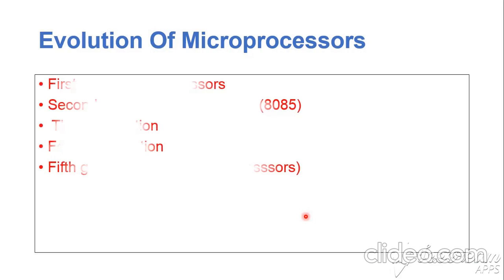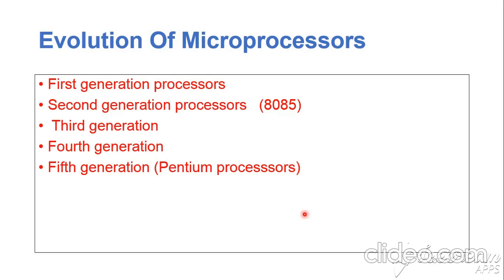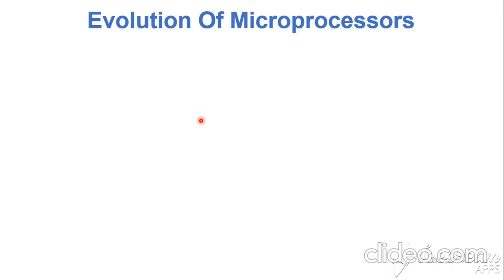Then the evolution of microprocessors, we can say there are different steps of evolution: first generation, second generation, third generation, fourth generation and fifth generation. And nowadays we are using fifth generation microprocessors, especially Pentium processors by Intel. Then second generation, and the 8085 processor which we are discussing today is a second generation processor. Then first generation processor.